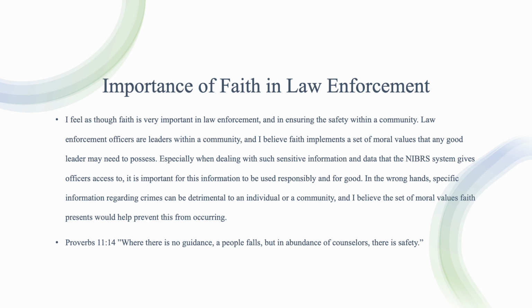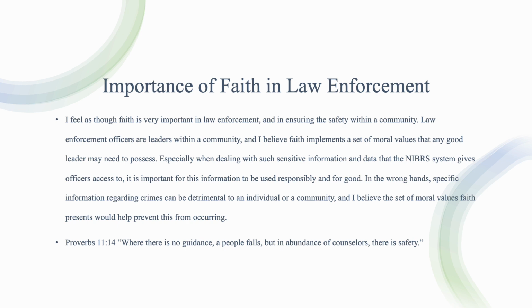I also wanted to touch on the importance of faith within law enforcement. I personally feel as though faith is very important when looking at and dealing with law enforcement and ensuring the safety within a community. I feel as though law enforcement officers are leaders within a community, and that faith implements a set of moral values that any good leader may need to possess, and that could be very beneficial to them in the position that they are given.